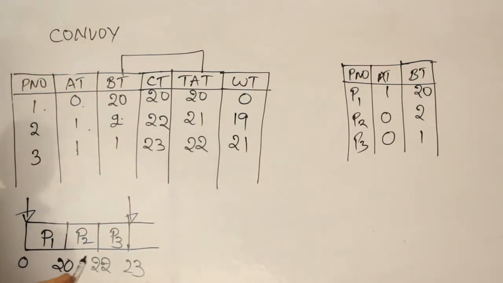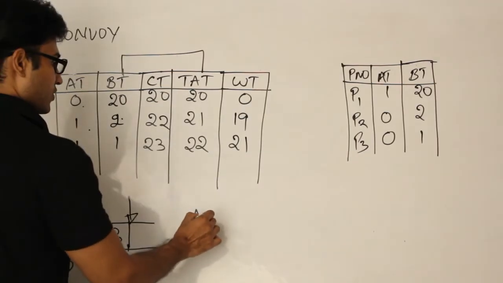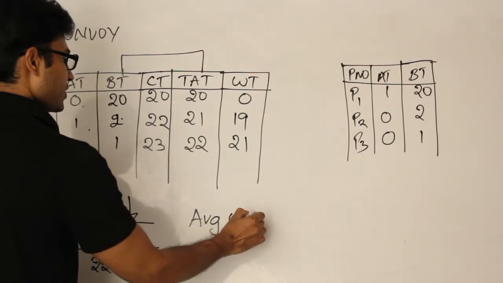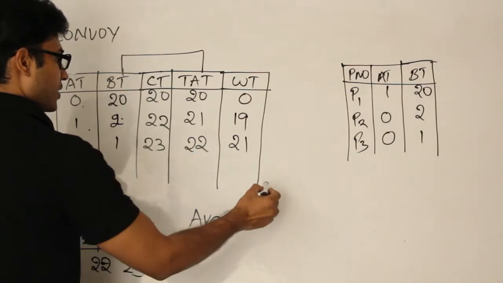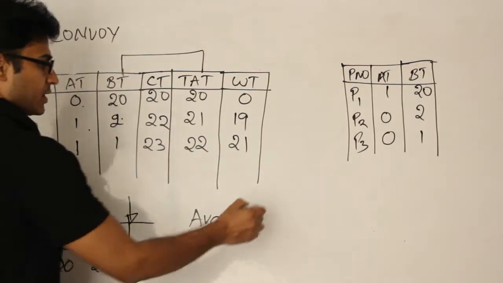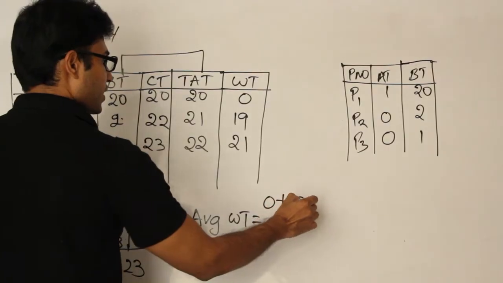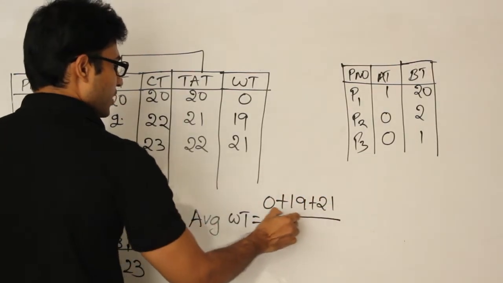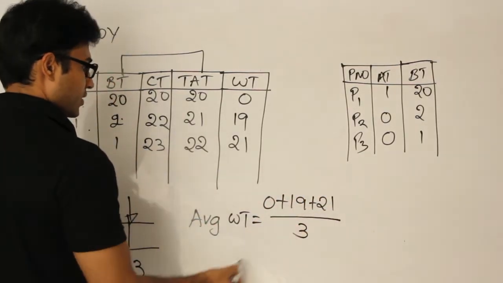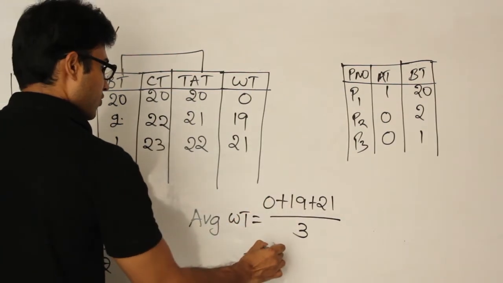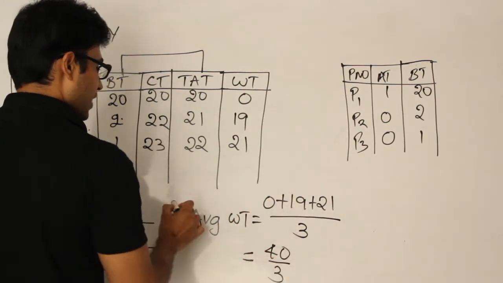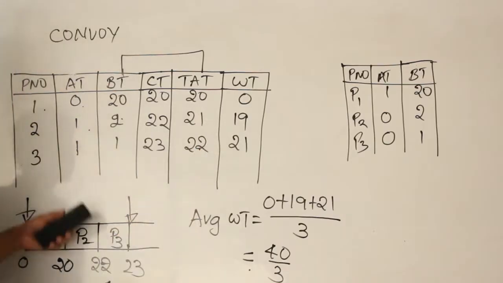This is the waiting time. So how does this convoy effect show up here? If you find the average waiting time of every process, you have to take all the waiting times and divide them by the number of processes, which is 0 plus 19 plus 21 by 3. Now it is nothing but 40 divided by 3. This is the average waiting time for this example, for this schedule.